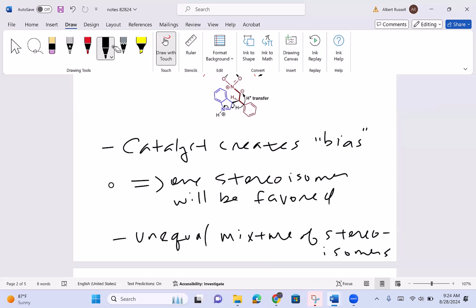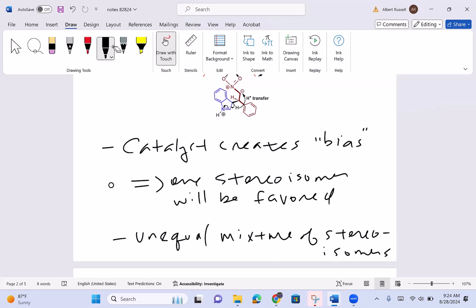All right. That's the main point. When you do asymmetric catalysis, it creates a situation where you get an unequal mixture of stereoisomers. That's the goal, right? You want one isomer to be favored over the other. So this is one way to do that, right?